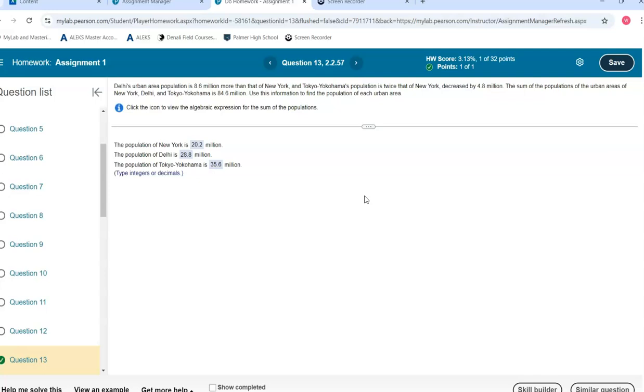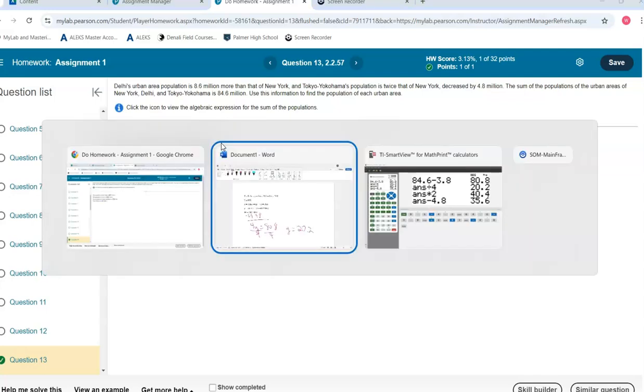A good way to check this, before I put this in, would have been to add up all three, and you should have gotten this 84.6. So when we're doing these, although we're asked to find three things, if you can define them in terms of each other, it makes it much easier to solve. The general rule of thumb, though, is you need as many equations as you have variables.